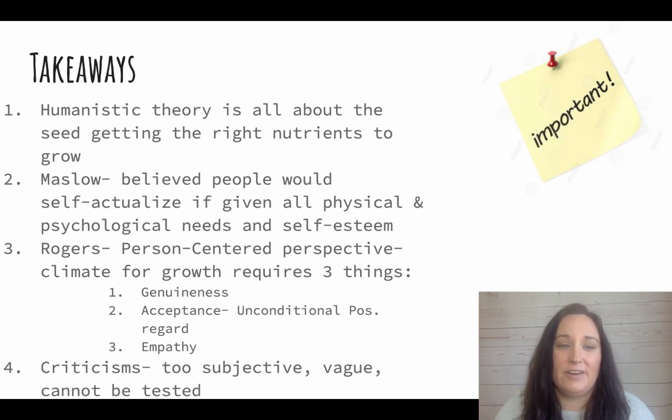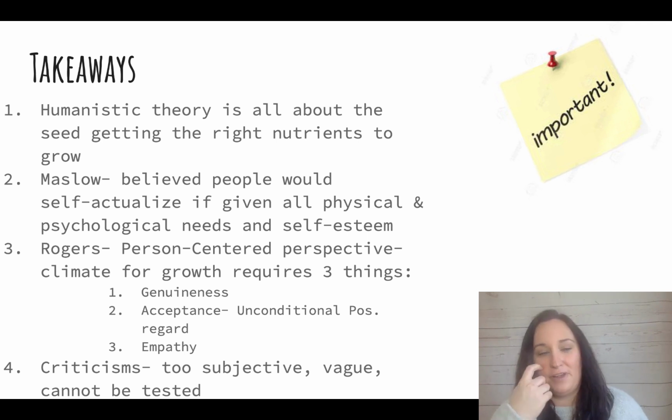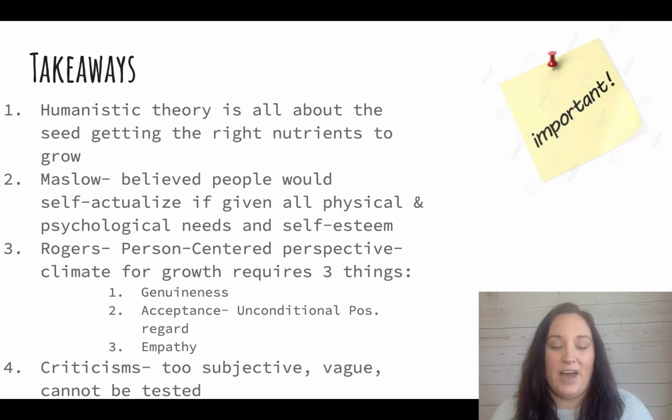So takeaways. The humanistic theory is all about the seed getting the right nutrients in order to grow, either Maslow's pyramid or Carl Rogers' genuineness, acceptance, and empathy. Remember the person-centered perspective and the three things like we just said. And then finally, the criticisms of the humanistic perspective are that they're too subjective and vague and cannot be tested.